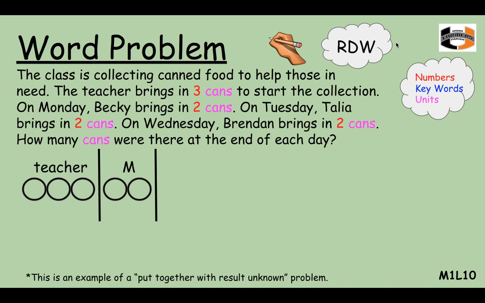Next, we're going to look at what Talia brought on Tuesday. We're going to label it T. There's our 2 cans labeled T for Tuesday. And next, we're going to worry about what Brendan brought on Wednesday. He brought 2 cans, and we're going to label that W for Wednesday. Now we have a complete picture of what was brought each day.